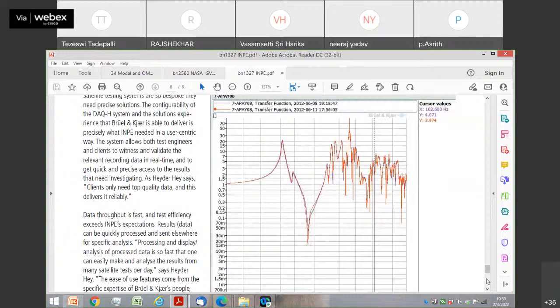Okay, one more doubt is there. I was measuring some transport measurement on the axle of the vehicle. In one axis, the signals in the time history were only on one side of the axis. So what is the reason for that?